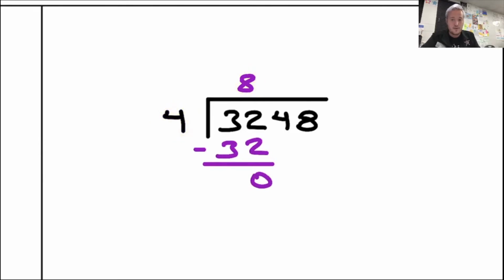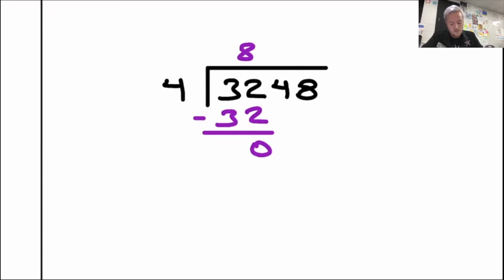Now for the next step, you want to bring down. So we're going to bring down that 4. And now we're going to repeat the same process. So 4 times what number gives you 4? Well, 4 times 1 gives you 4. So now we're going to subtract, and then start the process over again.